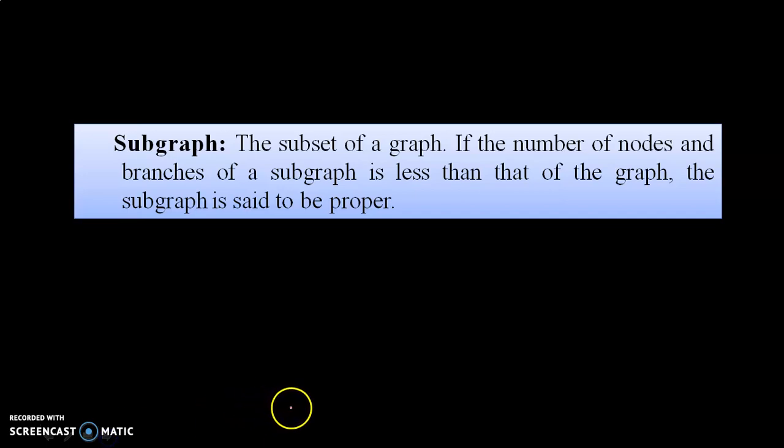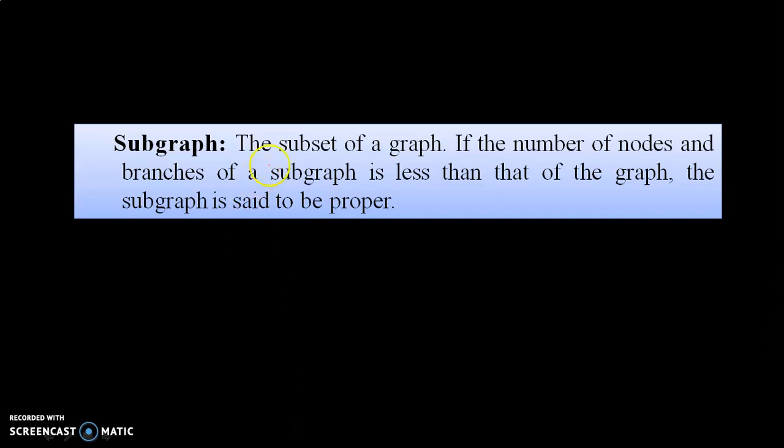Then what is subgraph? Subgraph is actually a subset of a graph. We have studied set theory. There is a set, there is a subset. Likewise, there is a graph, then there is subgraph. Subgraph is the part of the graph. If graph is the universal set, then subgraph will be your subset. Subgraph is contained within the graph. The graph will contain the subgraph.